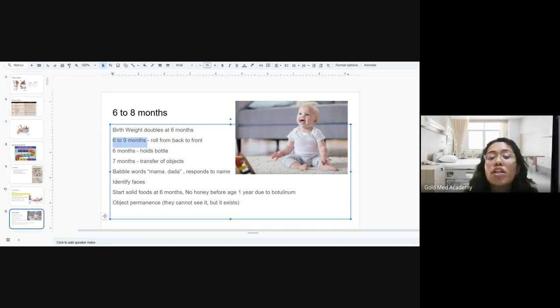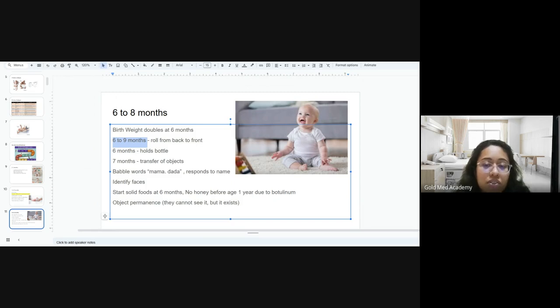Okay, so start solid foods at 6 months. Okay, we're going to get into a little bit more detail about foods. I feel like that's a slide on its own because there's a lot of food restrictions in terms of what they can have, what they can't have, all these different things.